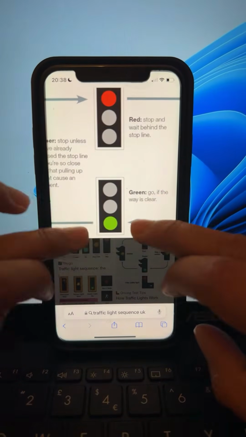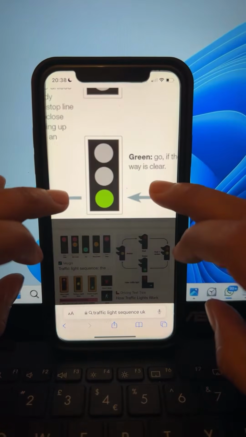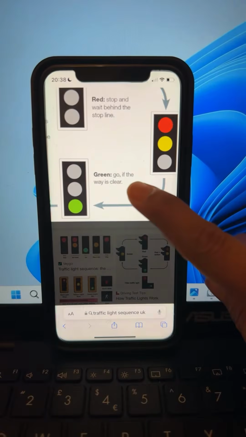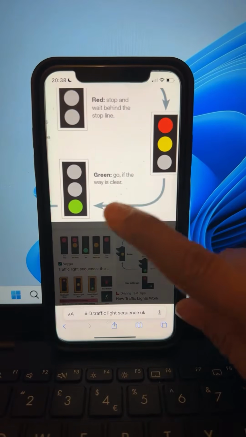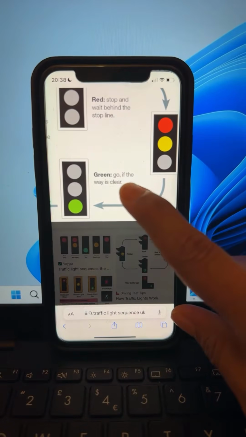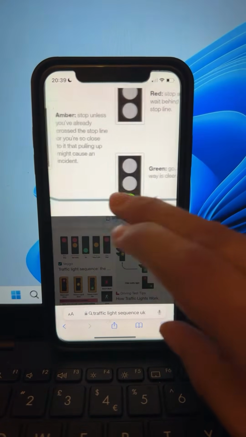Okay? Green means go. Okay? Green, you can go if your way is clear. What does that mean? If your way is blocked with traffic, you should not be going. Even if it is green. Green means go, but only if your way is clear. Okay? If your exit is clear.